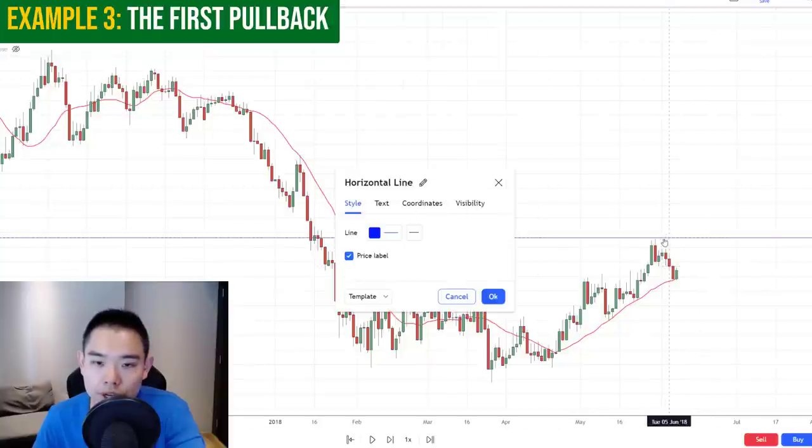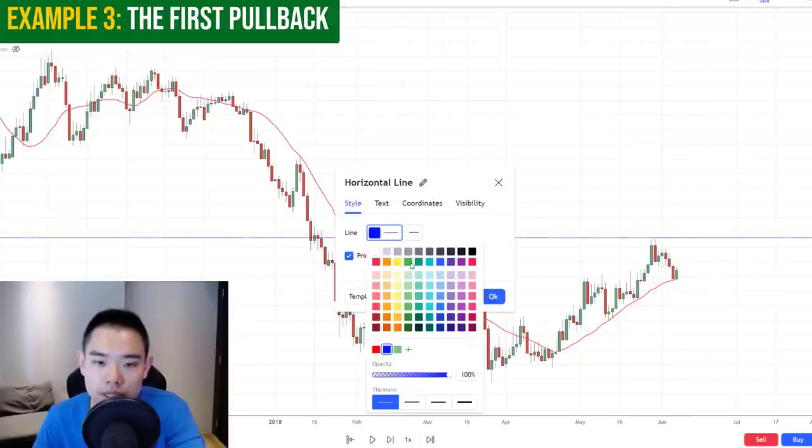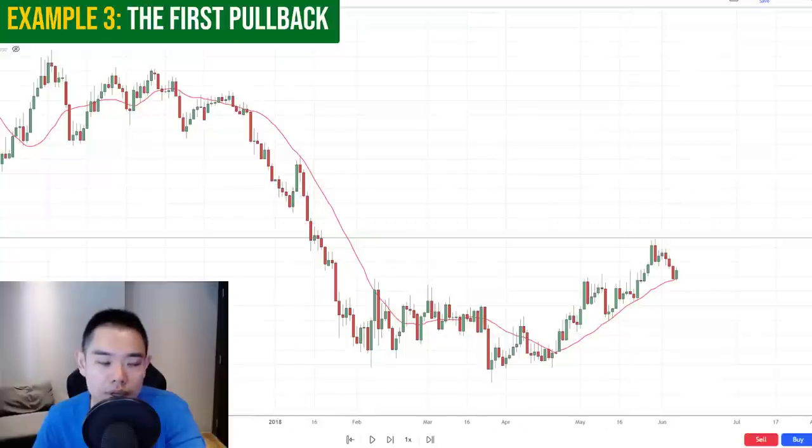Let's change this to green. That's our entry. So the moment the price goes up higher and touches this green line, we automatically get long. And what's different now is that you can reference this swing low to set your stop loss. Previously, you were referencing this swing low, which is very far away from your entry. Now, instead of using that swing low, you can reference this one over here. So this gives you a tighter stop loss, which improves your risk to reward on the trade.